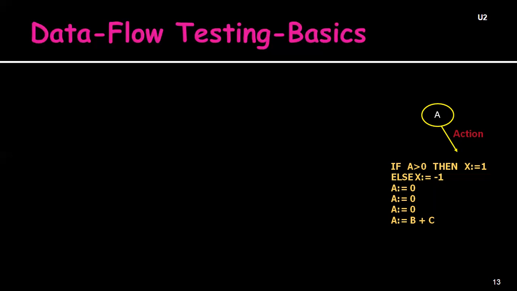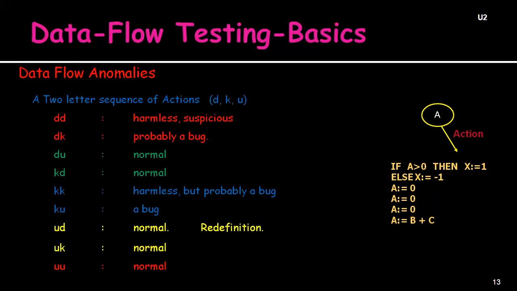Here there are 9 different possible 2-letter combinations of these actions, that is D, K, and U. So there are 9 different possibilities or sequences of actions. Some are bug states, some are suspicious or dangerous states, and some are normal states.